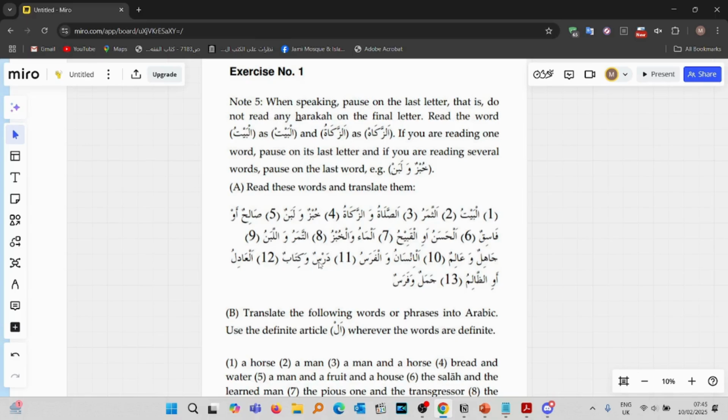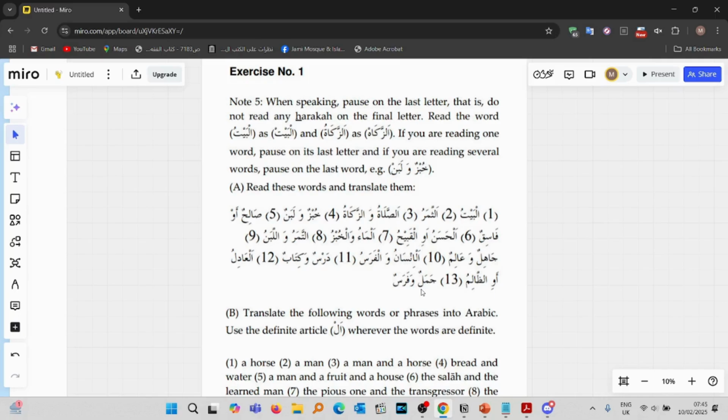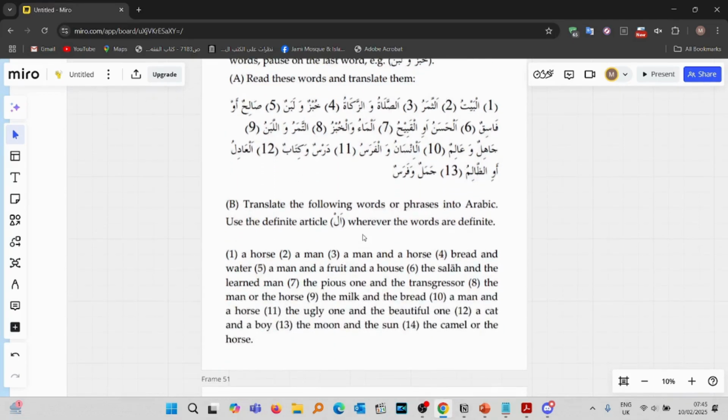Dawsun wa kitabun, a lesson and a book. Al-adilu awiz zalimu, the just or the oppressor. Jamalun wa farasun, a camel and a horse. B. Translate the following words or phrases into Arabic. Use the definite article, the alif lam, wherever the words are definite.